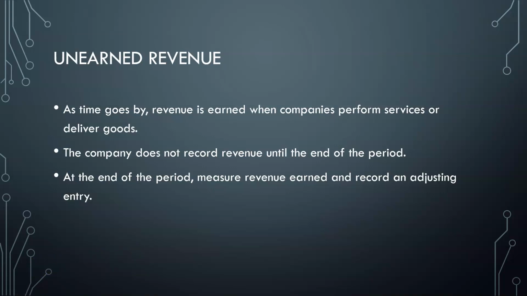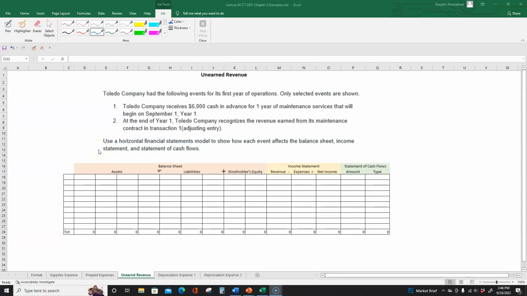Let's take a look at an example. It says, Toledo Company had the following events for its first year of operations. Only selected events are shown. 1. Toledo Company received $6,000 cash in advance for 1 year of maintenance services that will begin on September 1st, year 1. 2. At the end of year 1, Toledo Company recognizes the revenue earned from its maintenance contract in transaction 1, which is the adjusting entry.